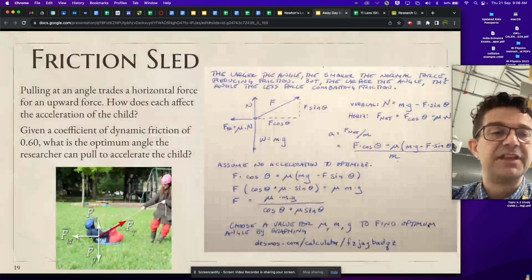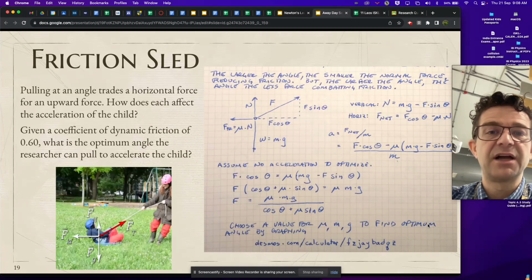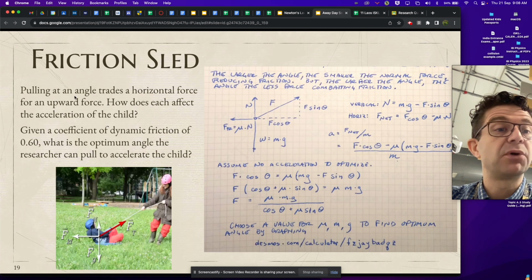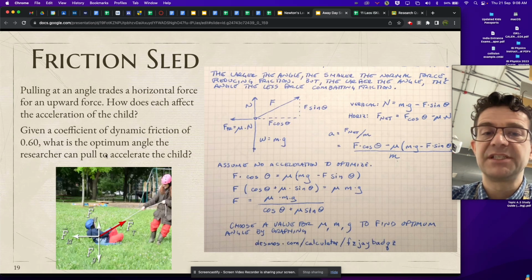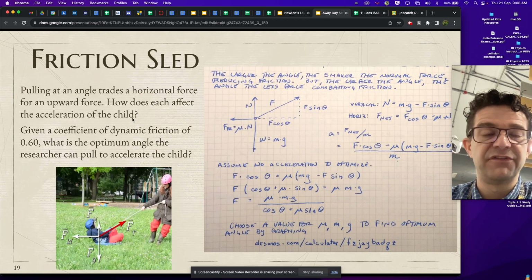And finally, the problem that we know goes beyond what we're expected to do. Obviously, pulling at a different angle trades horizontal force for upward force. How could this affect the acceleration of the child? What's the optimum angle for somebody to pull? Here, this problem becomes challenging because the vertical and horizontal components will now depend on the angle, which is the independent variable, or the variable that we're trying to optimize.